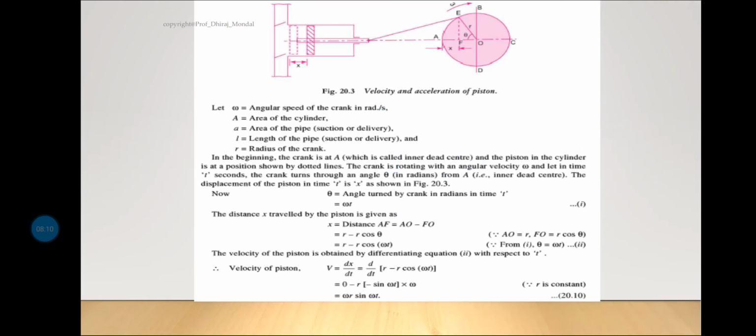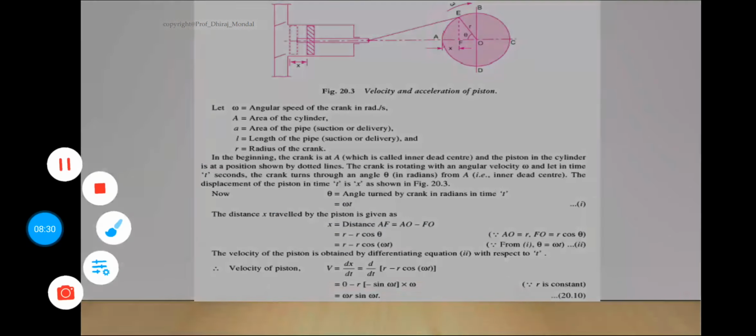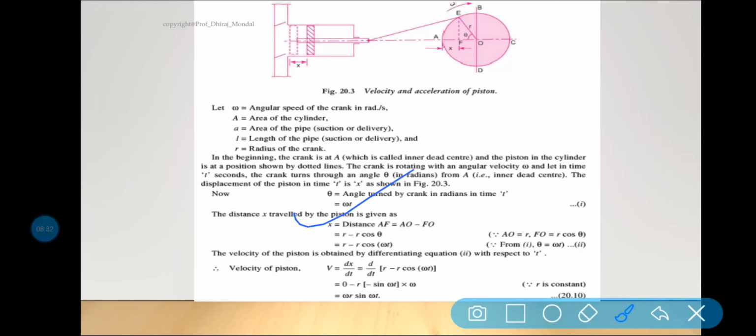So that is why x is equal to the distance AF, which is AO minus FO, where AO is equal to R and FO is equal to R cos theta. So x is R minus R cos theta, or R minus R cos omega t. Up to this, is it clear? If it is clear, then proceed. You can see this is your x.